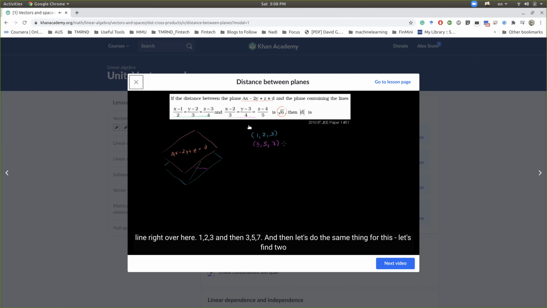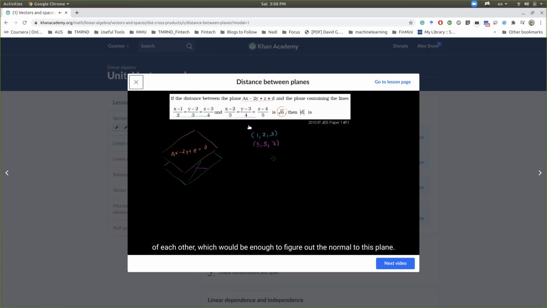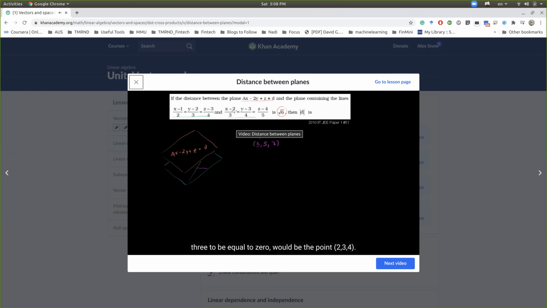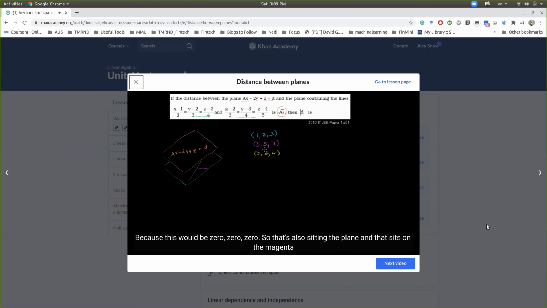And then let's do the same thing for this. Let's find a point on this plane. Actually, we just have to find 1 point on this plane, because if you have 3 points, that's enough to figure out 2 different vectors that aren't scalar multiples of each other, which would be enough to figure out the normal to this plane. So 1 more point would be, if we want all of these 3 to be equal to 0, the point 2, 3, 4, because this would be 0, 0, 0.